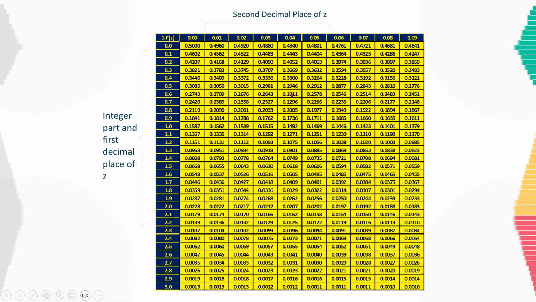0.2611. When your Z-score is 2.98, what's your probability? 0.0014. When your Z-score is 1.5, 0.0668 is your probability. When your Z-score is 2.07, your probability would be 0.0192. So that's how we calculate the probability of the respective Z-score.